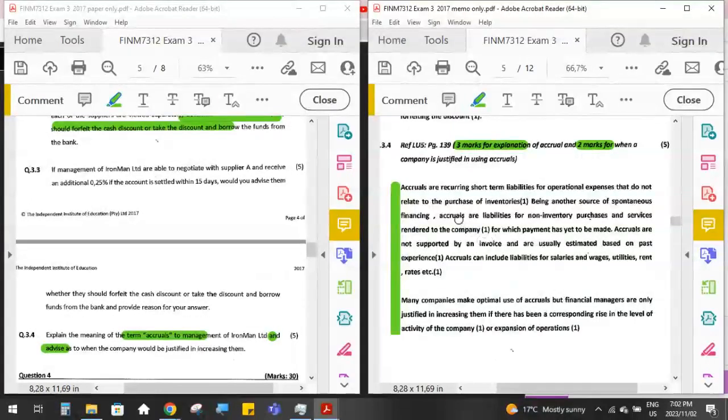So accruals are recurring short-term liabilities for operational expenses that do not relate to the purchase of inventories. In real life, you'll see they often do relate to the purchase of inventories, but anyway, this is what the text says.